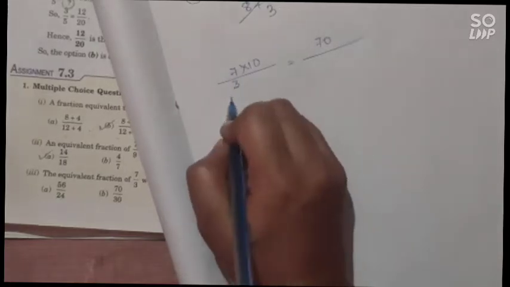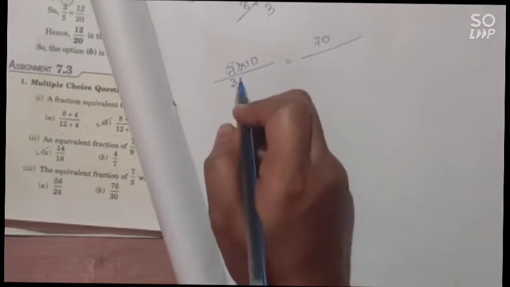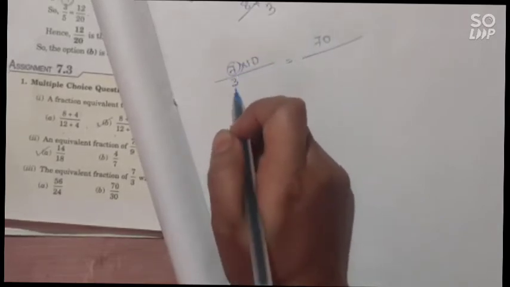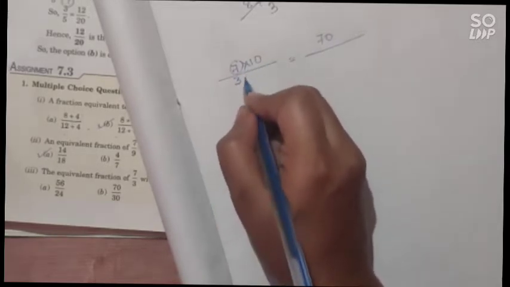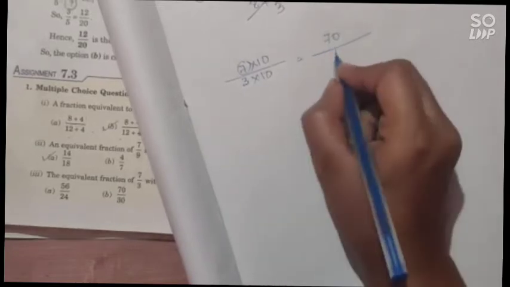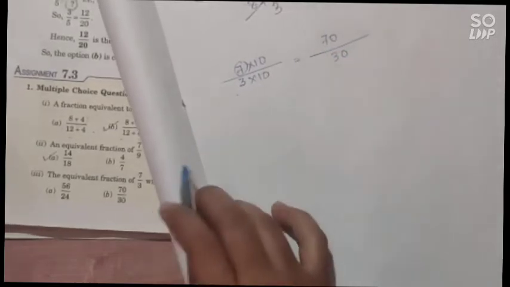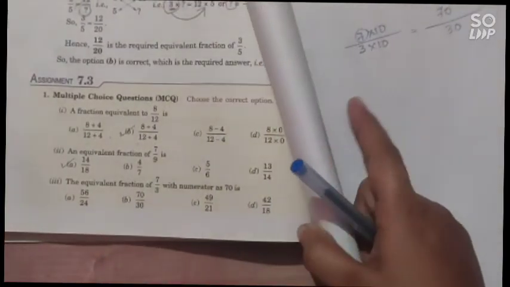We need to multiply both numerator and denominator by the same number. 7 by 3, 7 multiplied by 10, so 3 multiplied by 10. So 7 tens are 70, 3 tens are 30. So the equivalent fraction of 7 by 3 with numerator as 70 is 70 by 30. This will be the correct option.